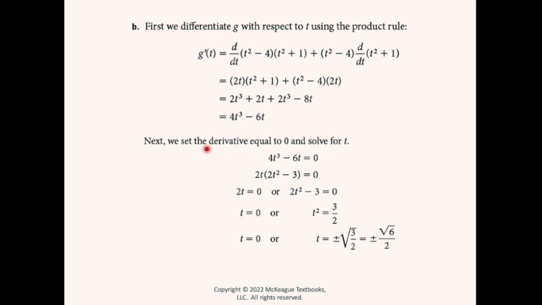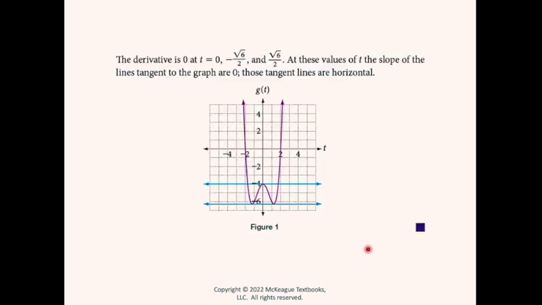So now if we want to find the values of t when the derivative is equal to 0, we have to take that derivative, set it equal to 0, and solve for t. So this can be factored. I can pull out a 2t from both terms, and then I set each factor equal to 0. So 2t is equal to 0, so t is 0. And then I set this factor equal to 0, the 2t squared minus 3. When I do that, I get t squared is equal to 3/2, because I add 3 and then divide by 2. Then when I take the square root, I get plus or minus the square root of 6 over 2. Let's look at what this means.